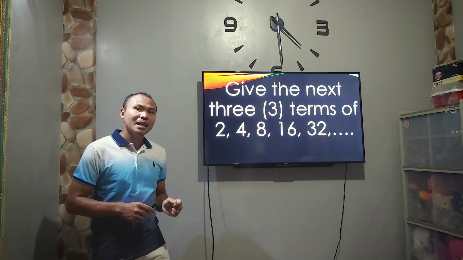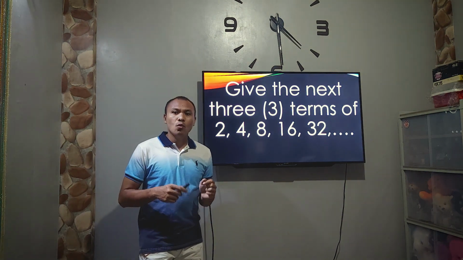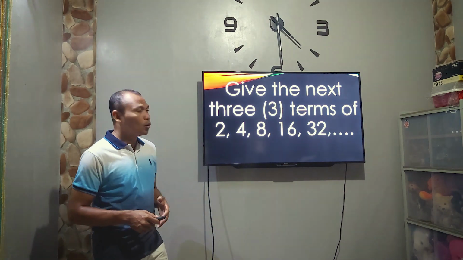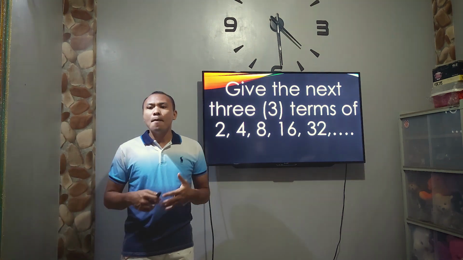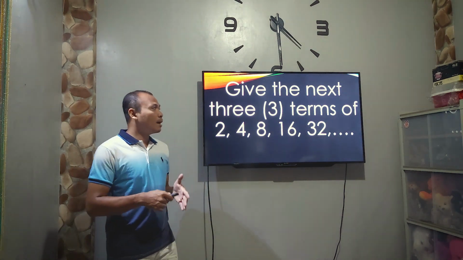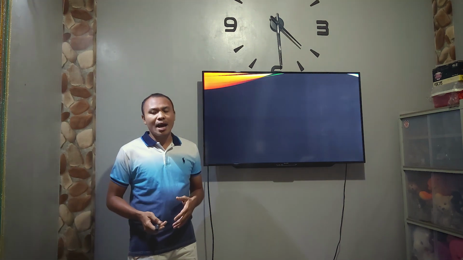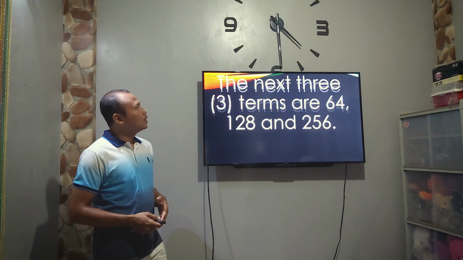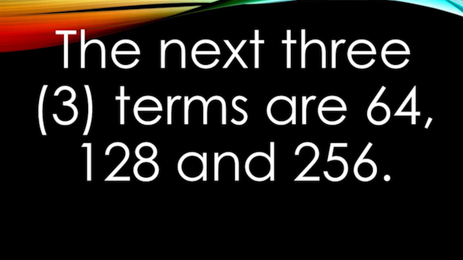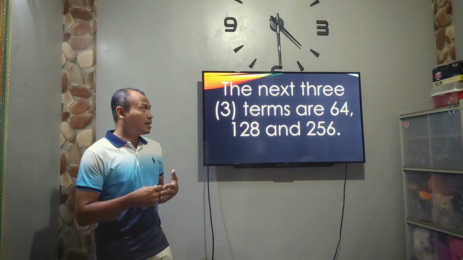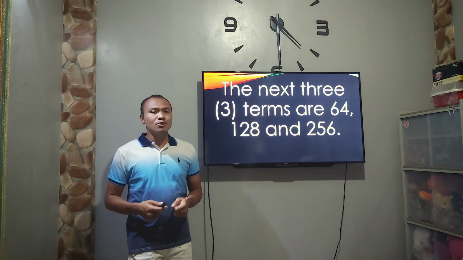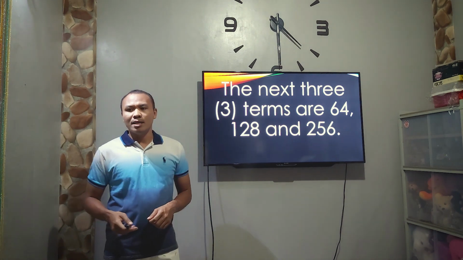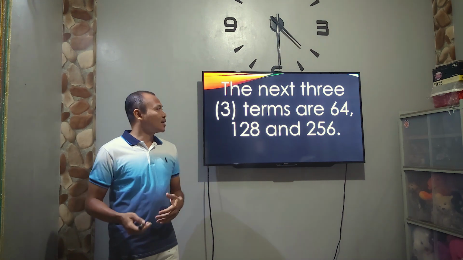So we'll just multiply 32 by 2. So what is 32 times 2? The result is 64. And we'll just simply multiply 64 by 2. And the answer would be, the next three terms are 64, 128, and 256. Because 64 times 2 is 128, and 128 times 2 is 256. Okay? Here's another example.